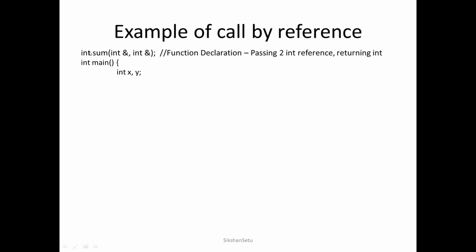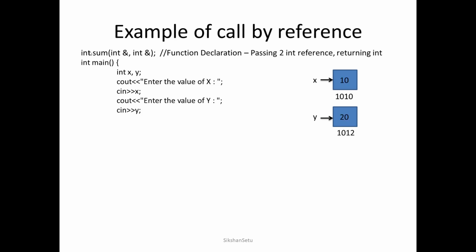which means it is a reference to an integer, and it also returns an integer. Now, in the main function we are declaring two variables. Once we declare x and y, what will happen? In memory there will be a block allocated, the name of that block will be x, and we assume that the address or the memory location of that block is 1010. At the same time another block will be created, named y, and the memory allocation will be 1012.